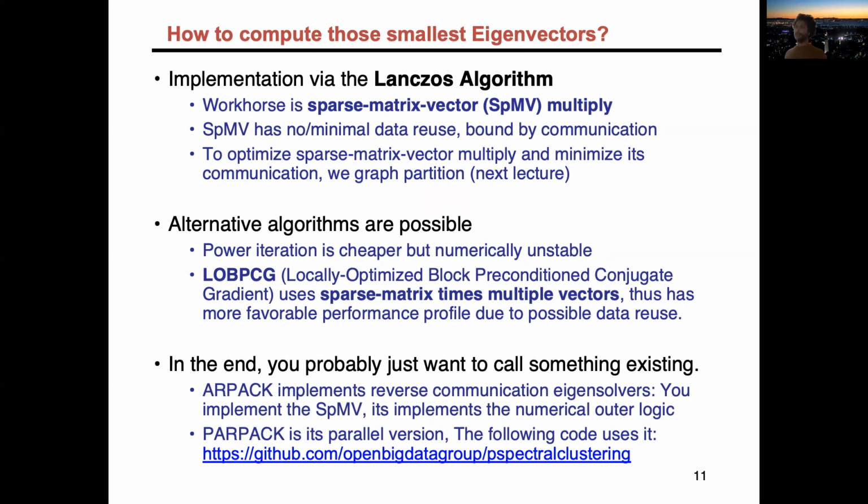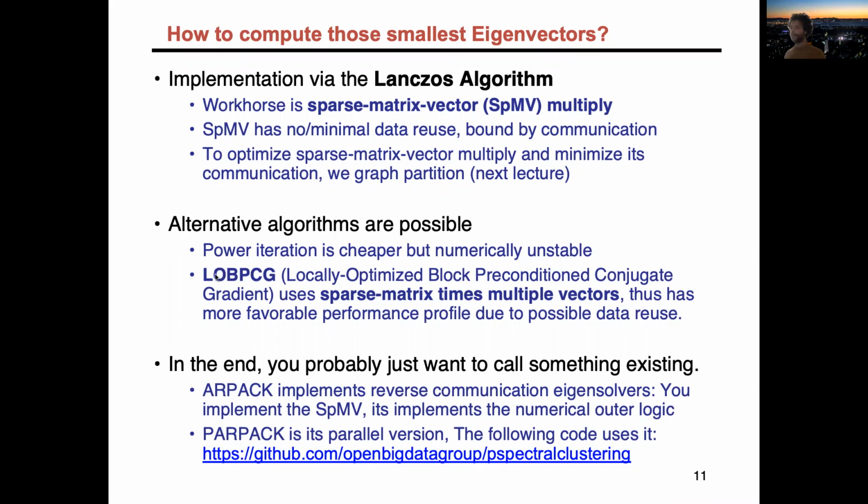The Lanczos algorithm converges really beautifully. The downside there is the workhorse is sparse matrix vector multiply, which has no or minimal data reuse. If you remember, sparse matrix vector multiply will touch every data point once and do only 2 floating point operations for that. So it doesn't have reuse, and it's hard to scale, and it's not a great fit for the architectures we have. Alternative algorithms are possible. Power iteration is still sparse matrix vector multiply, so I'm not going to talk too much about it.